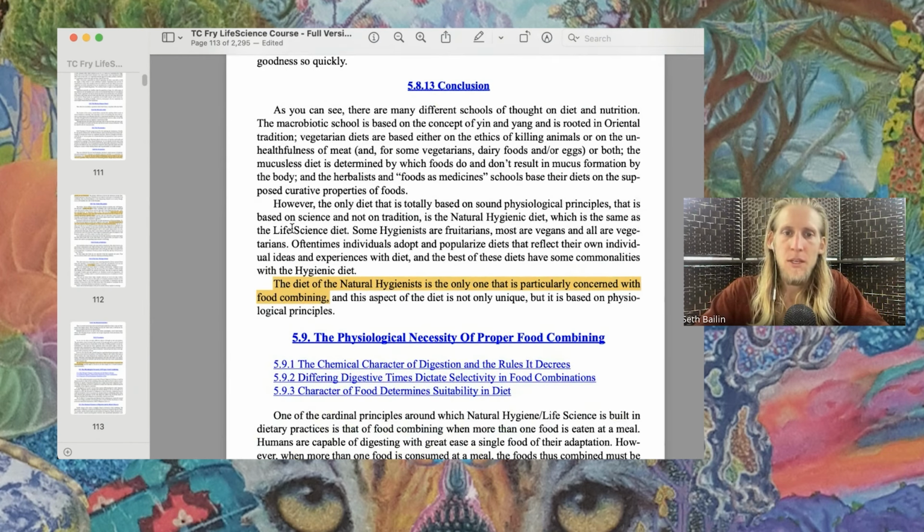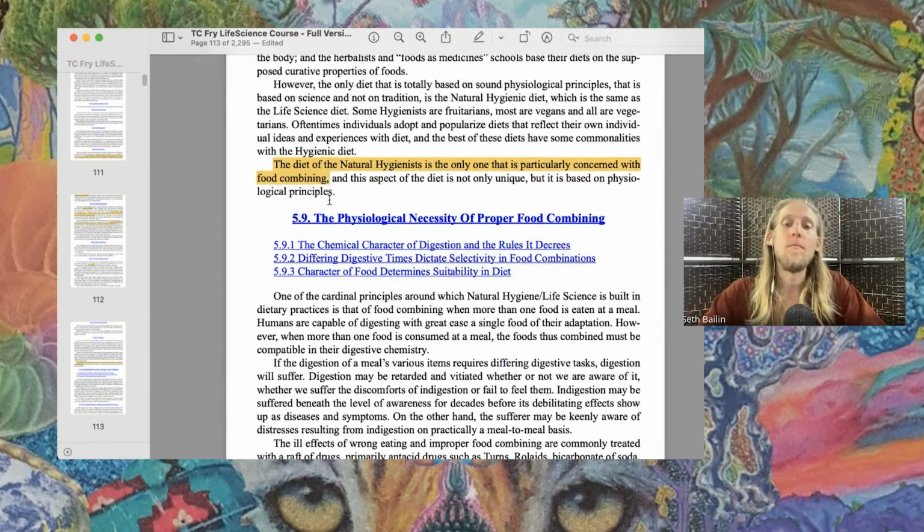And in conclusion, T.C. Fry tells us that natural hygiene is the only one concerned with food combining, and it is the best diet based on physiological principles. And that is the diet we discuss here in the Life Science Health System. Raw food, primarily fruit, tender leafy greens, some nuts and seeds, some cooked food if you're going to eat it. But you don't need to. According to Life Science, cooked food is not necessary. It's destructive.